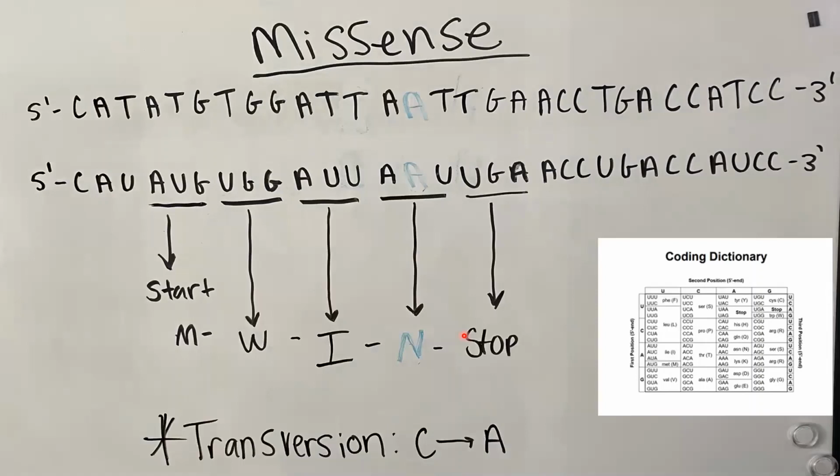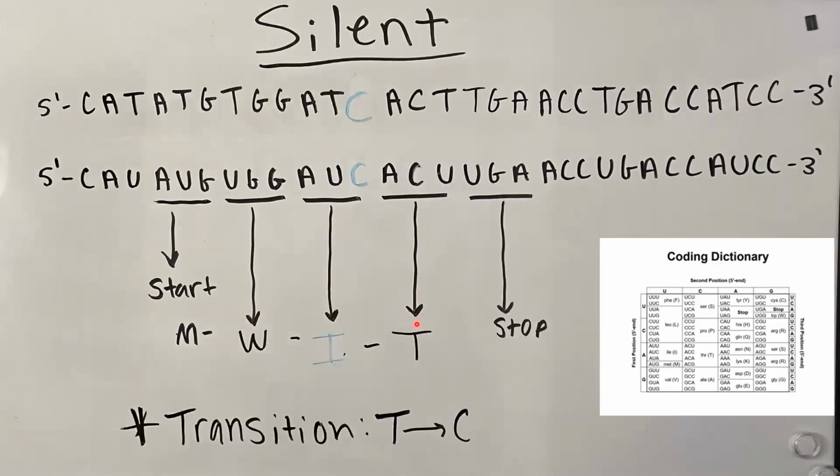Next, we have a missense mutation, which will basically just take the original amino acid protein that was there and replace it with a new one. So now we have a transversion mutation, and it went from a C to an A. And now it is AAU, which then codes for an N amino acid instead of ACU, which would have coded for a T.